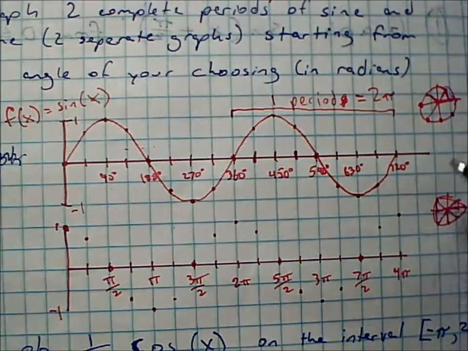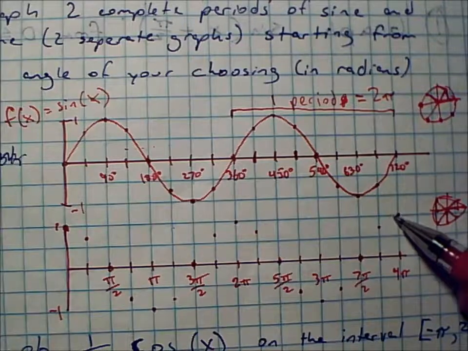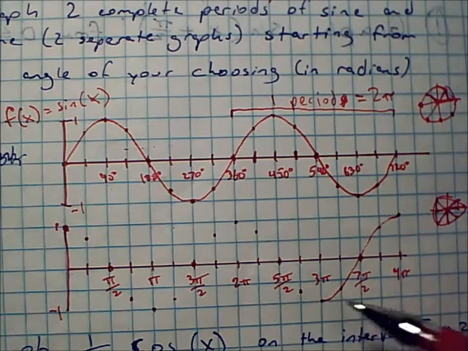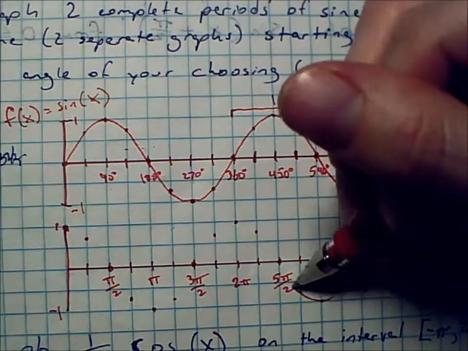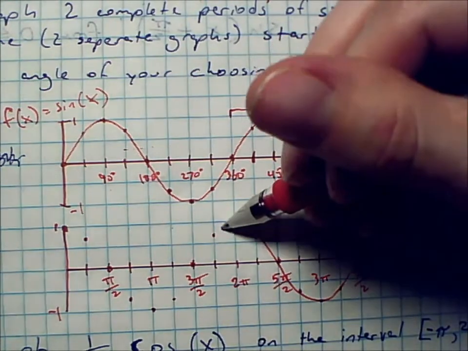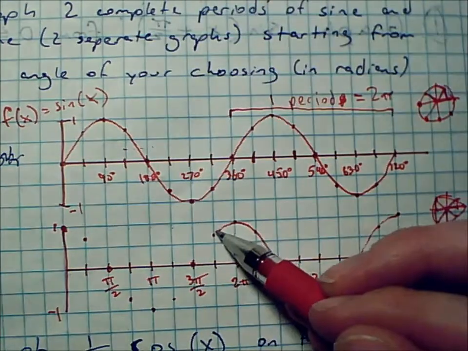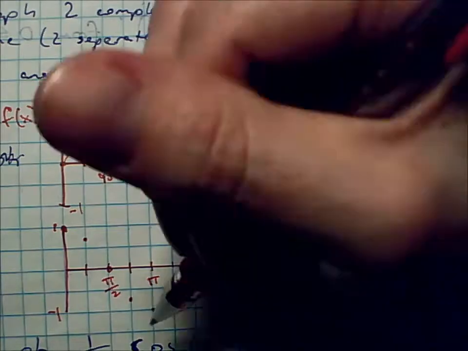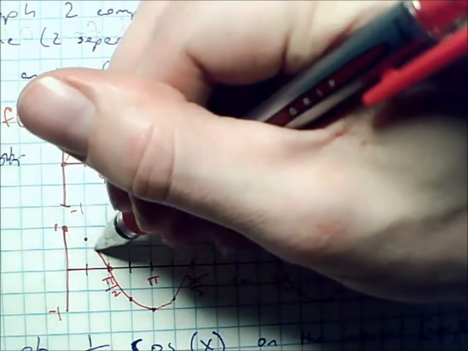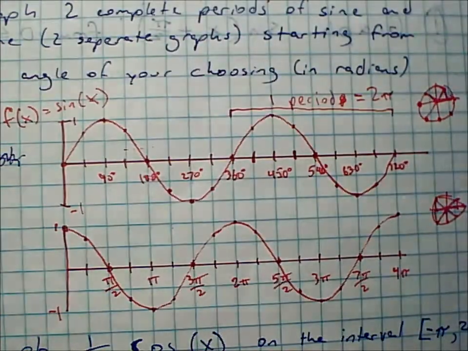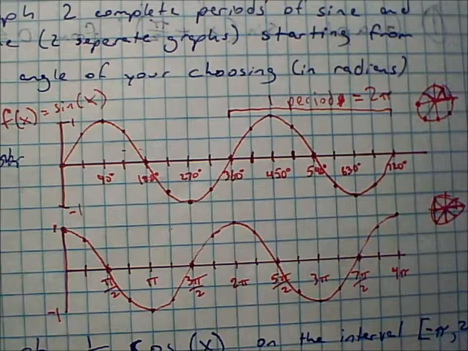And now I connect the dots. It's easier for me to go from right to left. I don't know why. Probably because I can see around my hand. So there's cosine.